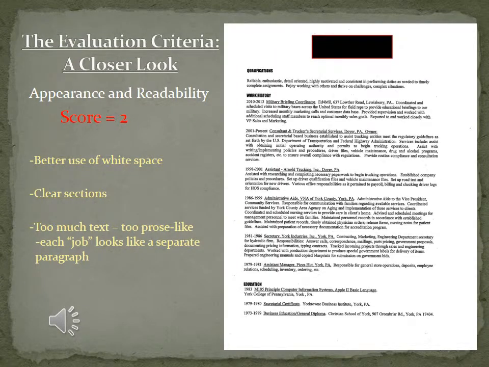This next resume sample would be a good example of one that would score a 2 for appearance and readability. Just looking at the resume, you can recognize that there's a much better use of white space. The text is spread both horizontally and vertically across the page so that there's not everything clumped in one area. Additionally, there's a much clearer delineation of the different parts of the resume. You can see that there's some boldface print and all caps for the different sections, so it's much easier for someone looking at the resume to be able to discern or figure out what's in each part.